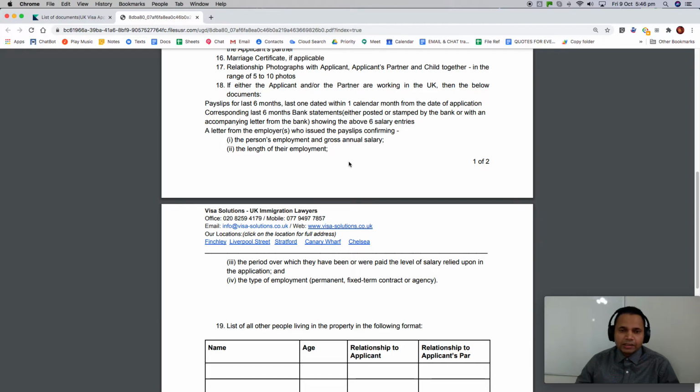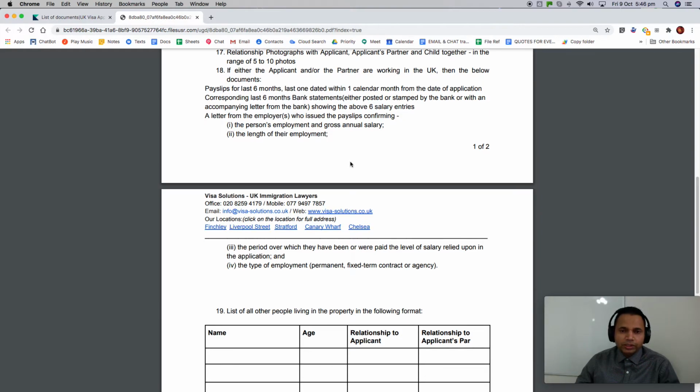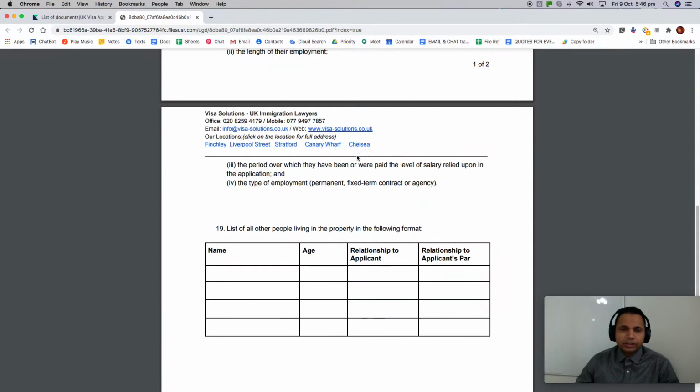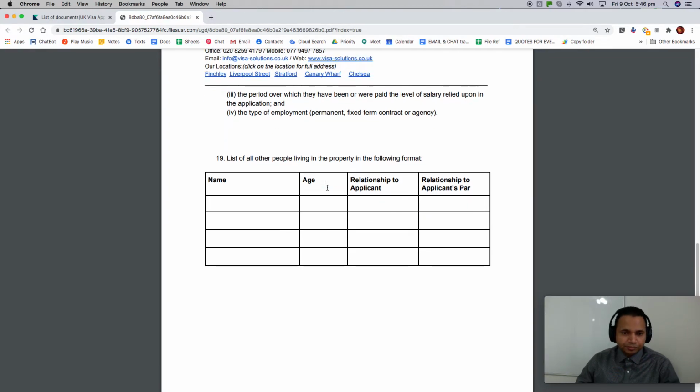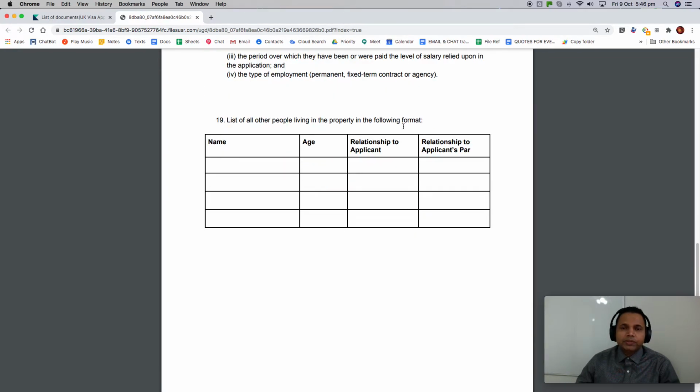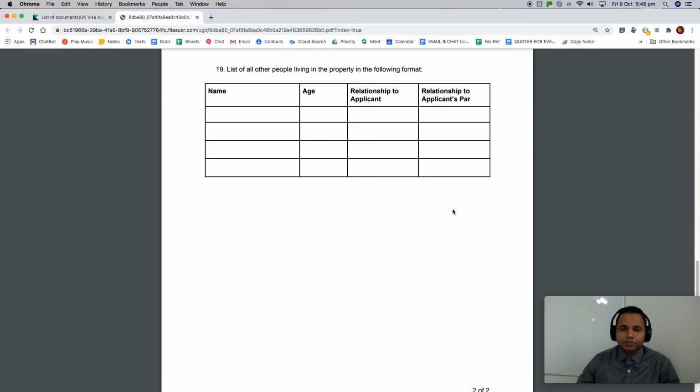Mainly the Home Office also has this habit of doing this. This is what we've seen. Even in our cases, it has happened several times, but then we were able to get it overturned, if we are representing the case. So they take representations from us, any legal cover letter, any representations, anything. And a list of all other people living in the property: name, address, relationship, and that's it.